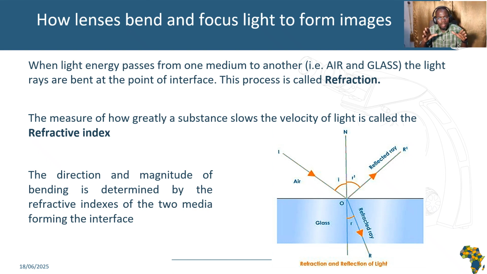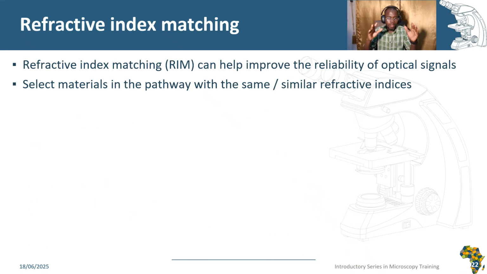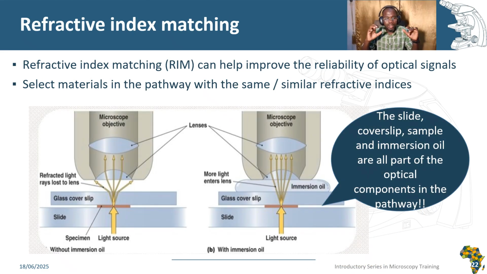In microscopy, when we are looking at a tiny object under the microscope, we want the image to appear as clear and sharp as possible. But when light bends too much, it causes the image to appear unclear. Refractive index matching means using substances with similar refractive index. This gives much clearer details of an object.